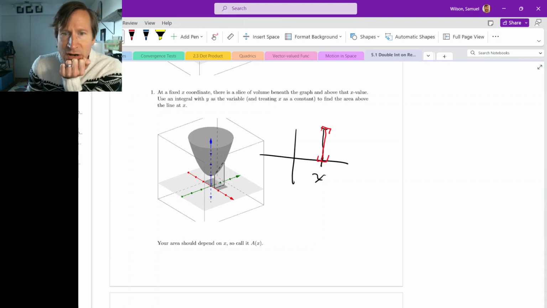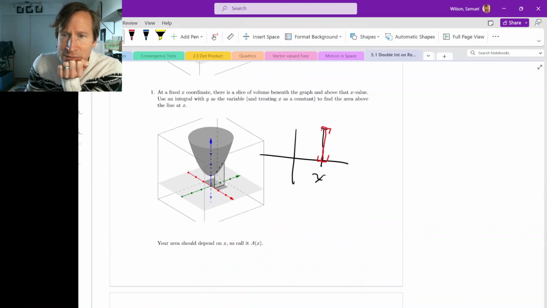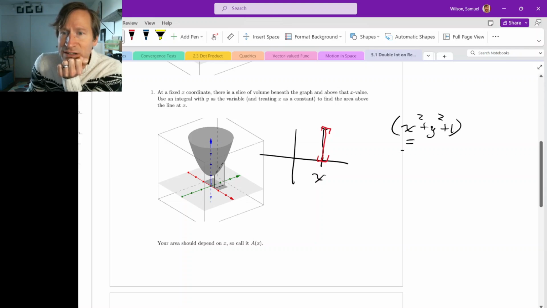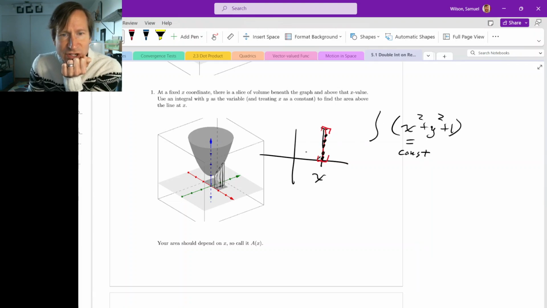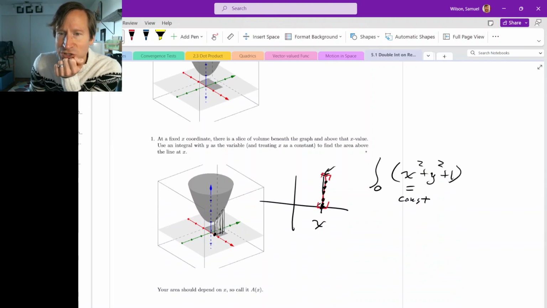So our function, what was our function? Our function was x squared plus y squared plus 1. X is acting like a constant here, and we need to add up all of these vertical slivers of area that sit above every point along this line segment. And the y coordinates that show up are from this lowest one down here, which is going to be 0, up to this highest y coordinate, which goes up to 1 in the y direction, so 1.